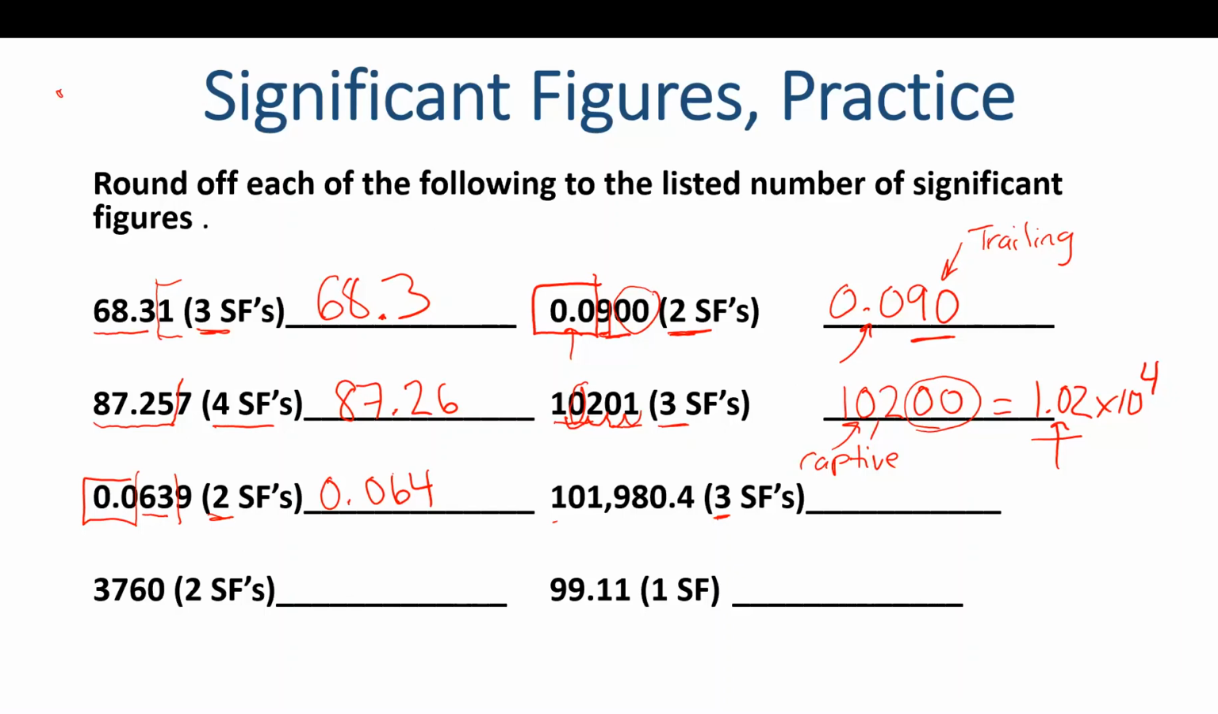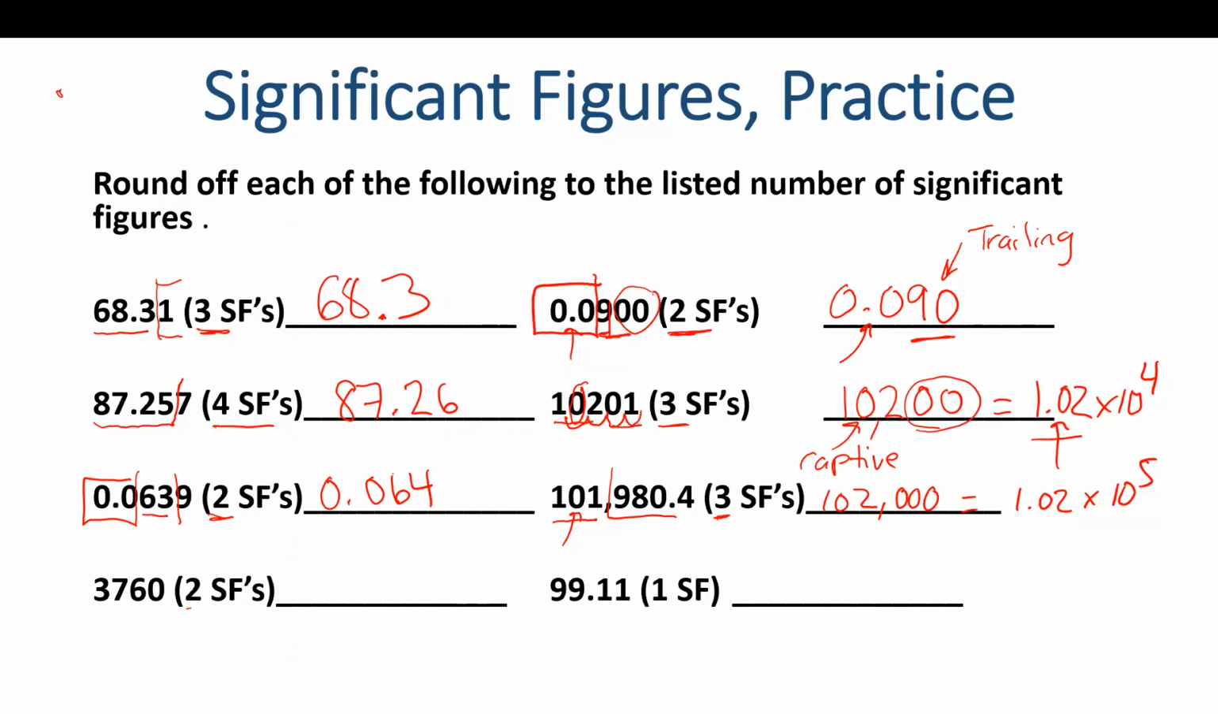I want 3 sig figs here. Now this is tricky. 1, 2, 3. The captive 0 counts. I go here, and I would have to round up, right? So if I round up, what would that be? It'd be 102,000. Now, if I want to put that in scientific notation, I can. It'd be 1.02 times 10 to the 5th. Oops, let me go back and finish that last slide.